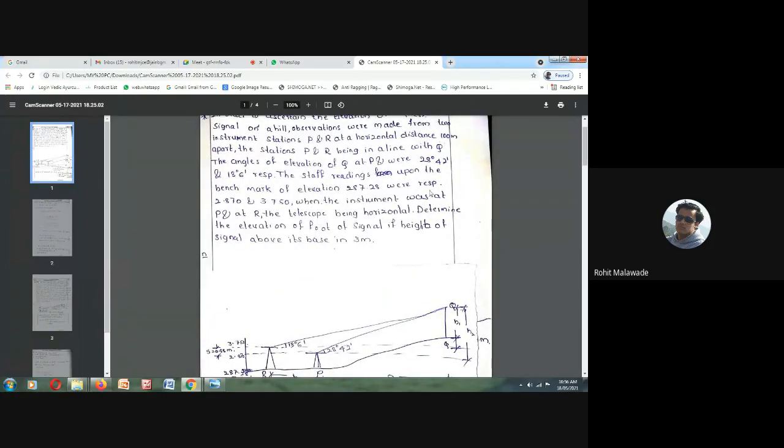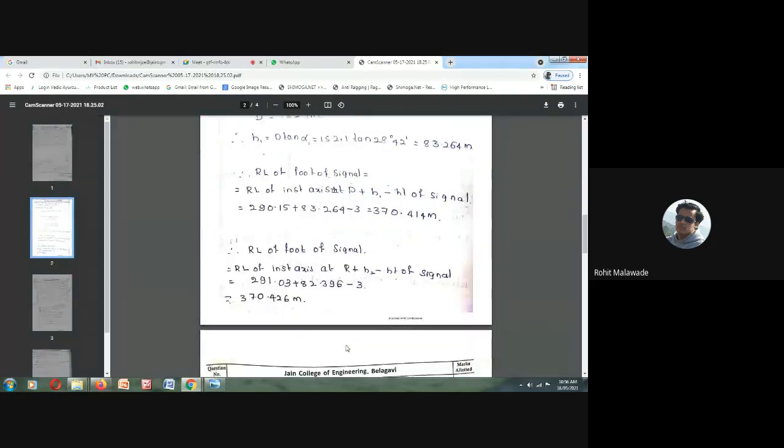When the instrument was at P and at R, the telescope being horizontal, determine the elevation of the foot of the height. If the signal is above the base by 3 meter, this height is 3 meter. So in order to measure this particular height Q, we want to determine it from P and R.